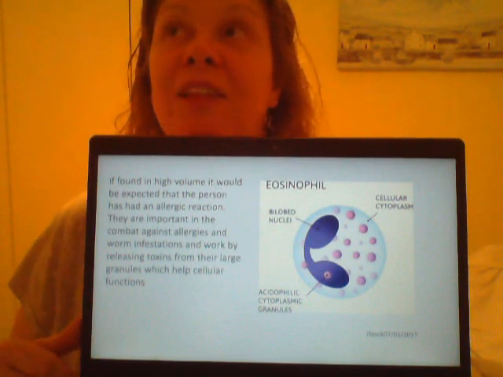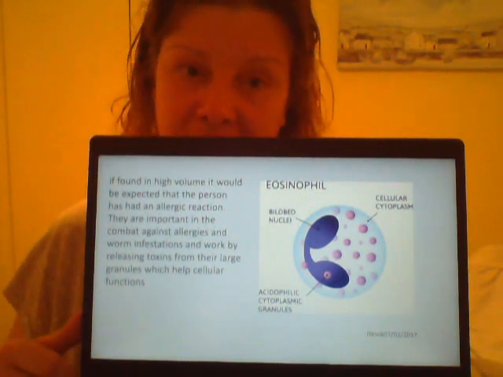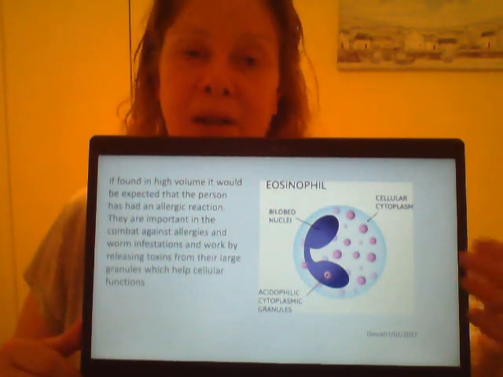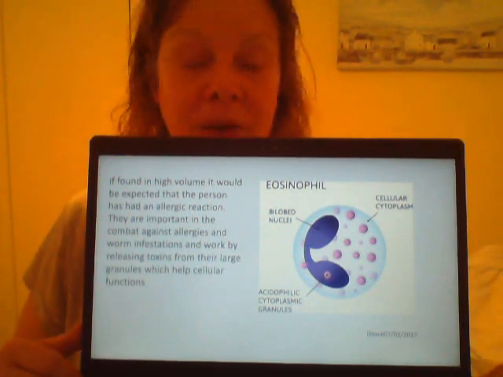Eosinophils combat allergies and worm infestations. This is the cellular makeup of it. A little bit of information about it as well.